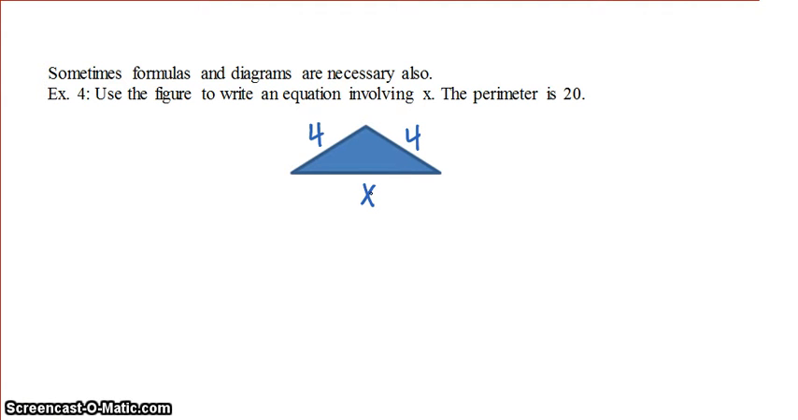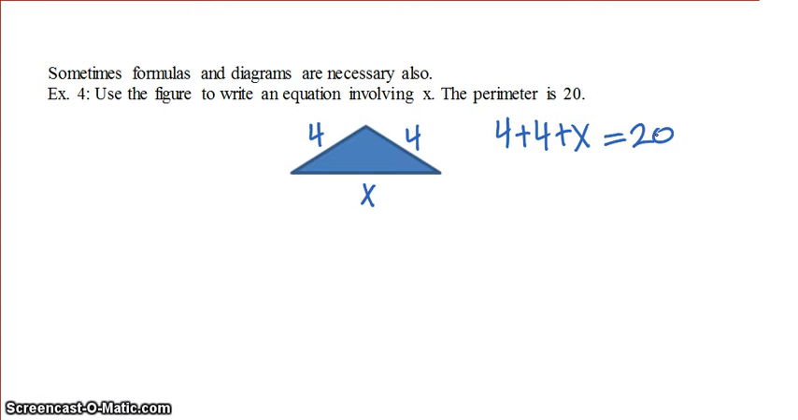So now we're supposed to find the perimeter. We know that the perimeter of anything is adding up all the sides. So if I added up all the sides, I could do 4 plus x plus 4, and we know that the perimeter, which is adding all the sides, is 20. So this is one way to write it.